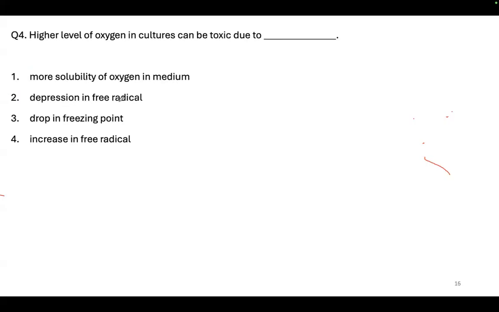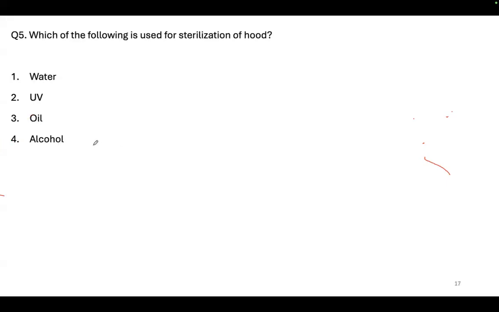Higher level of oxygen in cell cultures could be toxic due to. This is more relevant to what we talked about last week. Why is a higher level of oxygen a problem? Because it increases free radicals. Good. Which of the following is used for the sterilization of wood? There are two answers which are correct here: UV and alcohol, ethanol. I just replaced one of the options so that you have two options correct, and both of them are actually important.